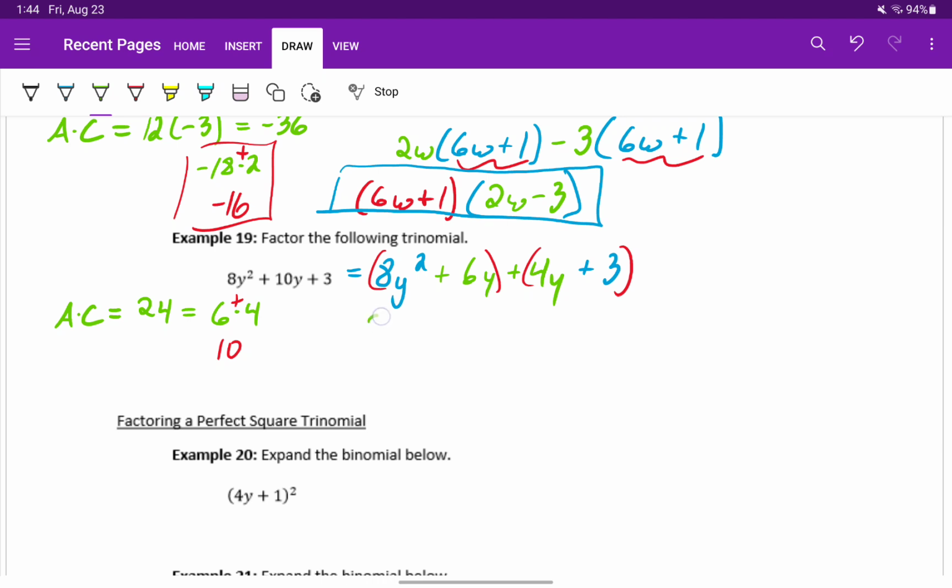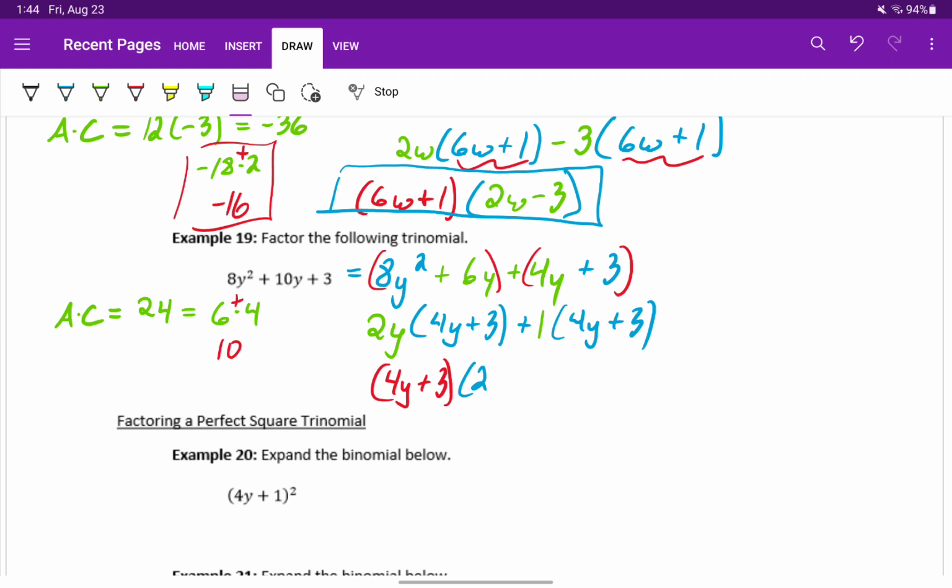With the first two terms, we can pull out 2y, leaving us with 4y plus 3, plus 4y plus 3, since there's no factor to pull out unless we want to use that placeholder 1, which can be helpful. We'll factor out 4y plus 3 as that common factor, leaving us with 2y plus 1.